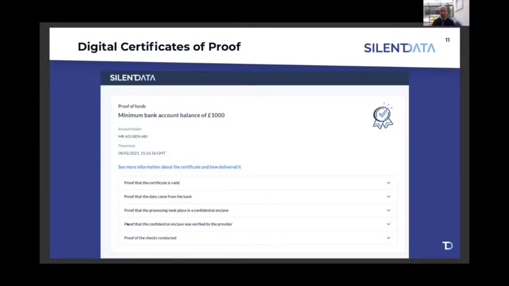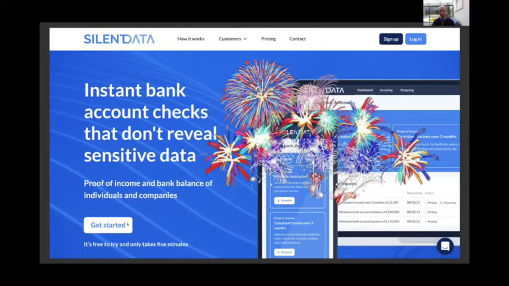And the great news is that as of today, we're pleased to announce that this application is live. So you can actually go to the Silent Data website, try it out for yourself. You'll be one of the first. We'd love to get some feedback. And you can test checks with bank accounts and see how this actually works for yourself.